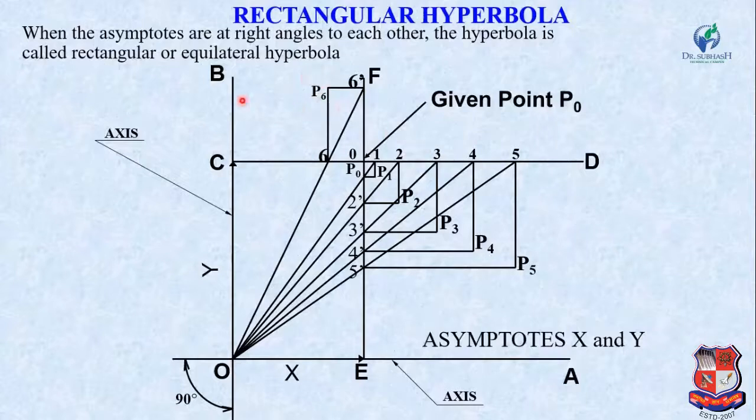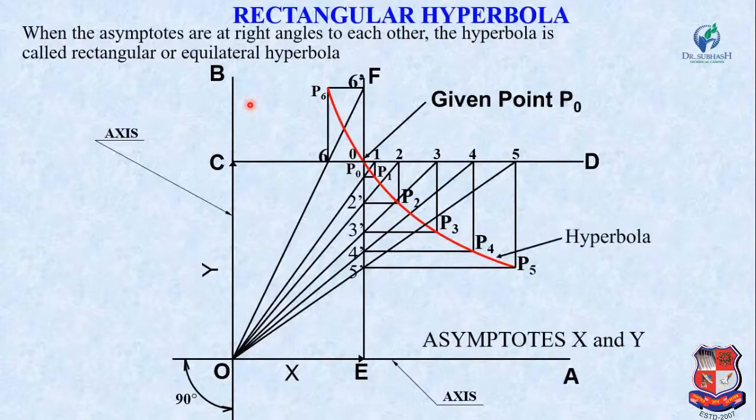Now join all these points by a smooth curve. This curve is known as a hyperbola, or the rectangular hyperbola.